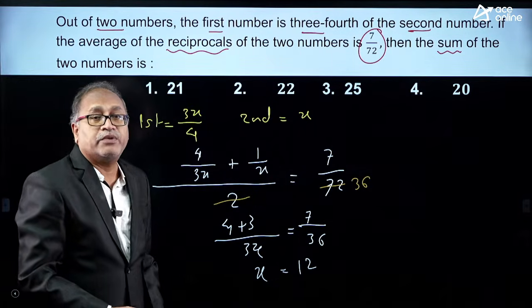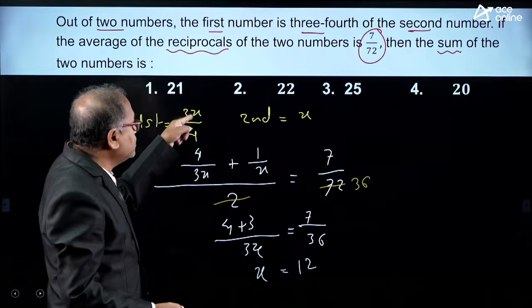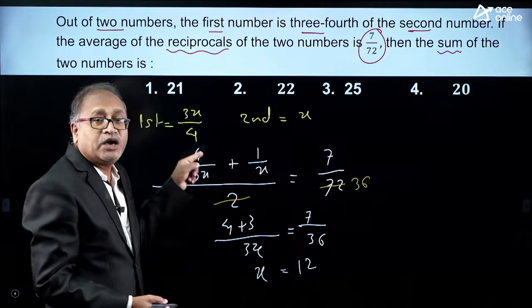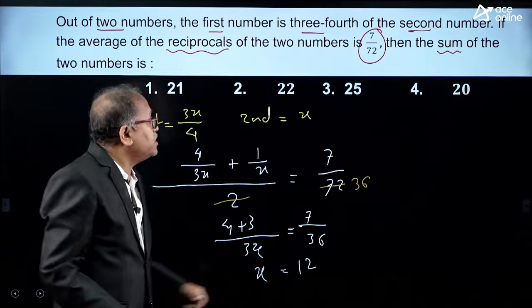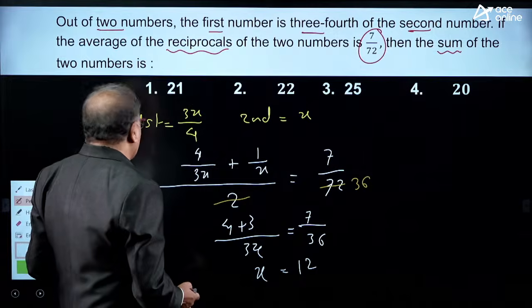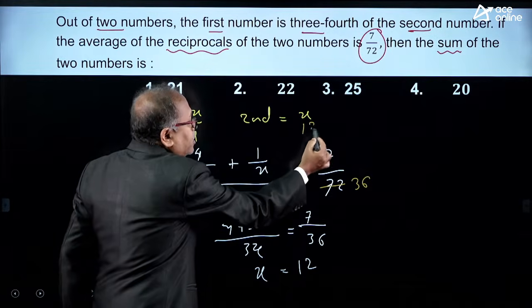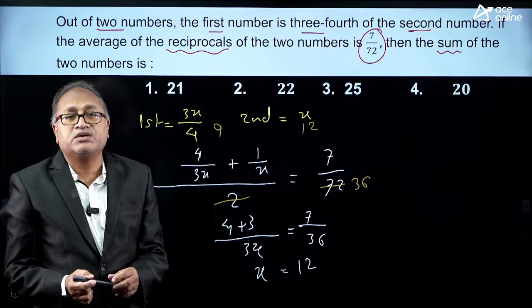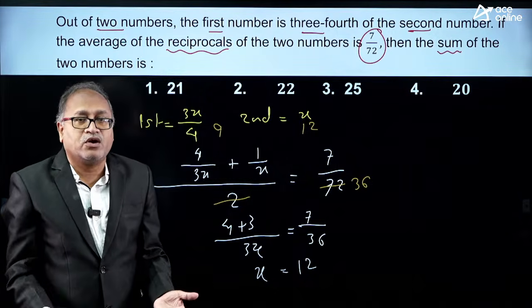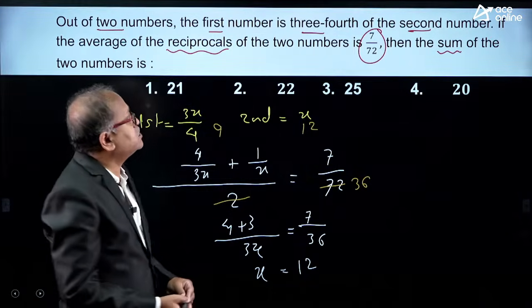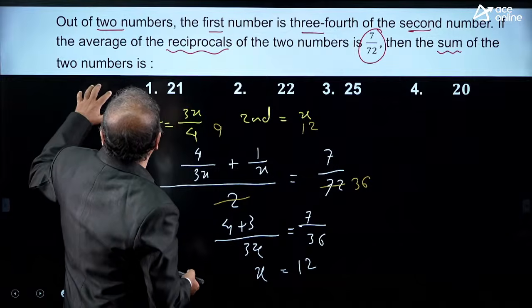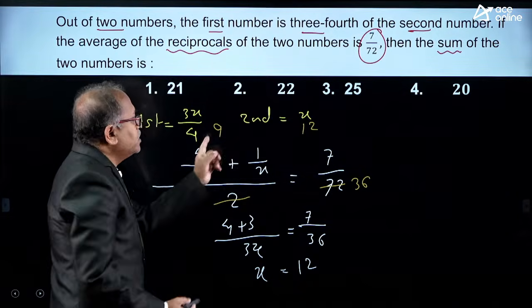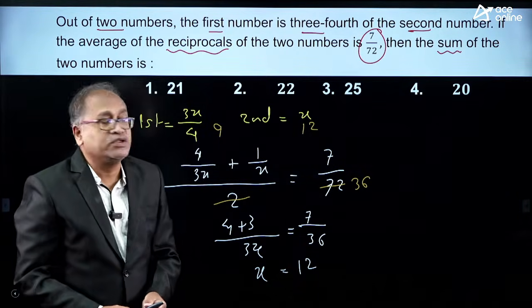That means the first number is 3x by 4. So if I take the 3x by 4, what is the number I am getting here? x is 12, and 12's 3/4 is nothing but 9. I got the two numbers. And whatever the question asked about this number, we can answer it. So the question asks what is the sum of the two numbers? 9 plus 12, which is 21.